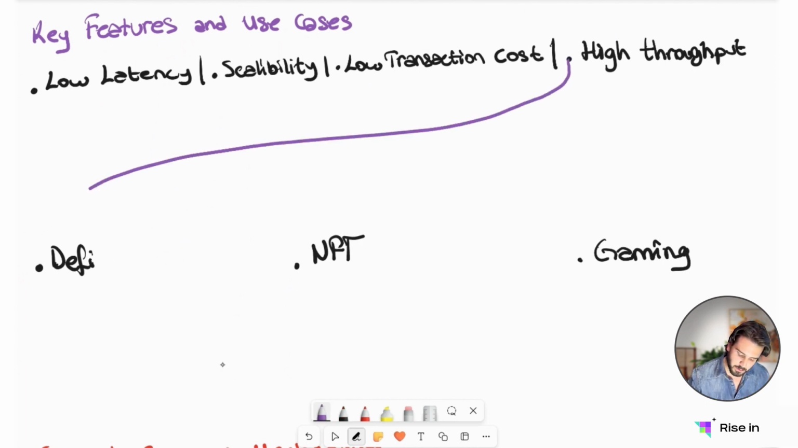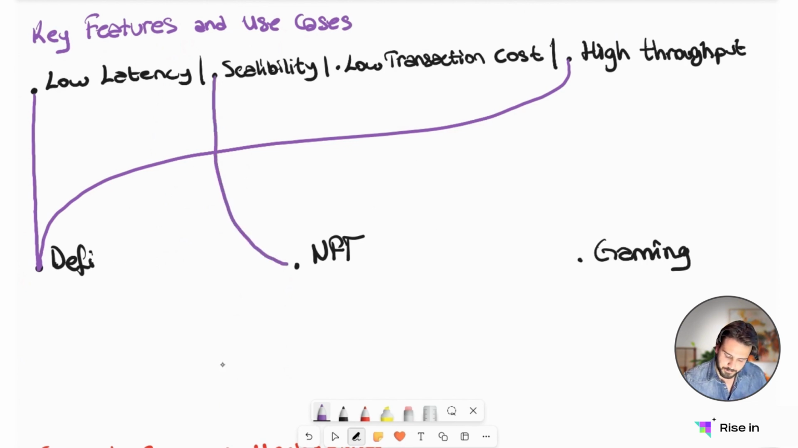Let's do this with purple. And low latency. With its high throughput and low latency, we can make fast transactions, and it makes trading much easier. Then we have the NFT section. And for NFTs, it's very important that it's scalable. And also, we have gaming.